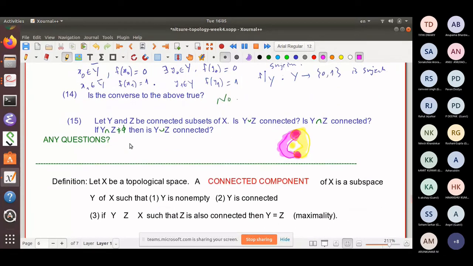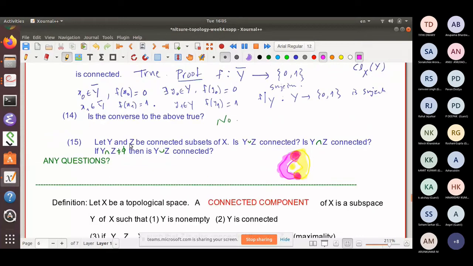So I'm going to start the new topic, connected components, now. But before I begin it, again, statutory question: my question to you is whether you have any questions to me. Any questions?